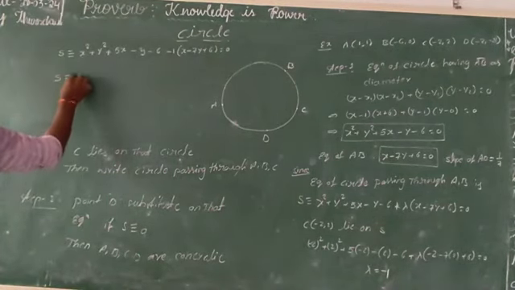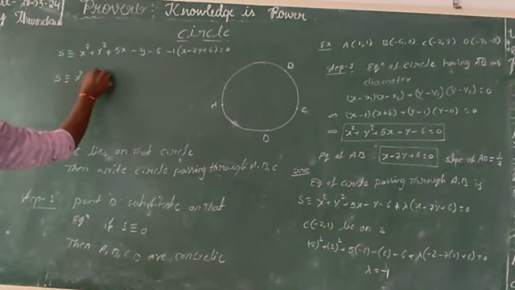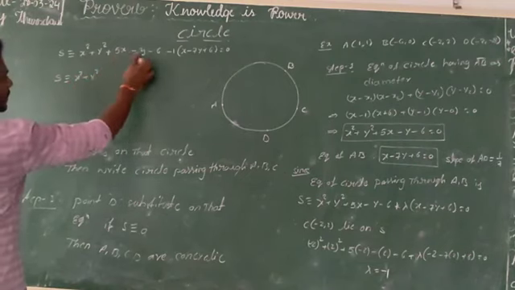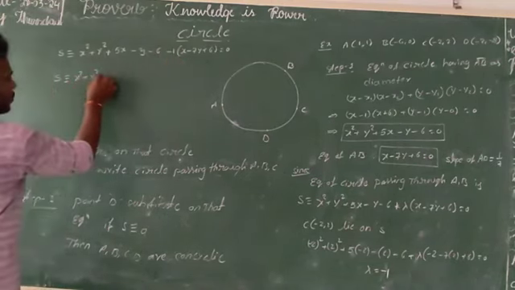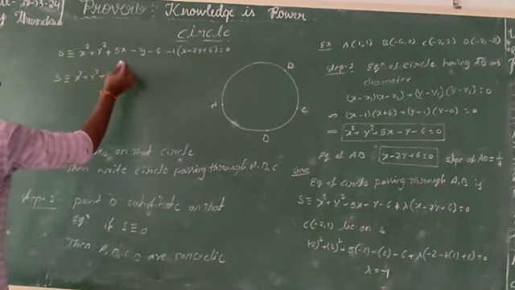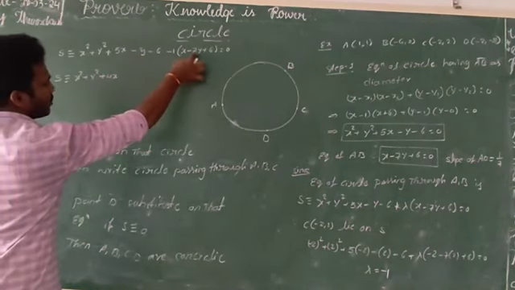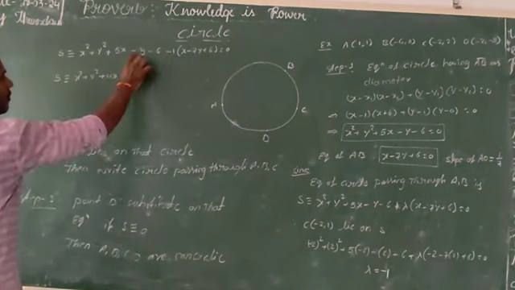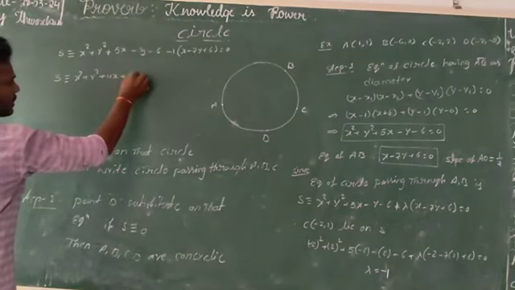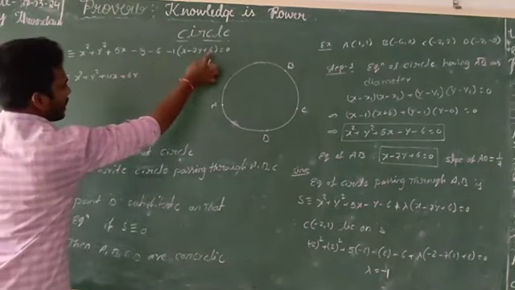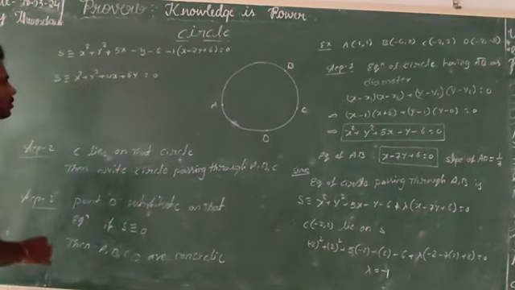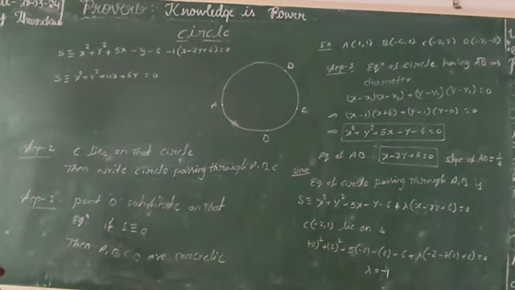S is x square plus y square plus 5x, now minus x. This is total plus 4x minus y, minus plus 7y. This is plus 7 minus 1, that is plus 6y minus 6. Again minus 6. It becomes 0. So that is the required circle equation.